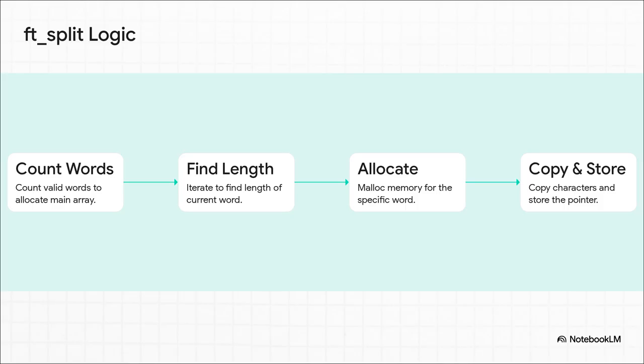Let's look at how this logic actually builds dynamically. Because we have no idea what the size of the string is beforehand, we have to use a multi-step dynamic memory allocation process with malloc. Step 1, you have to iterate through the entire string just to count how many valid words exist. You use that count to malloc the main array of pointers. Step 2, iterate through the string again. When you hit a valid word, find its specific length. Step 3, malloc enough memory just for that specific word's characters. Step 4, copy the characters into this new space and store that new memory address back into your main array. It's like a giant puzzle coming together.